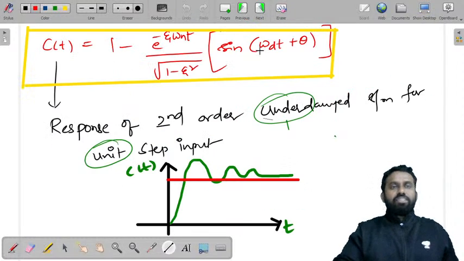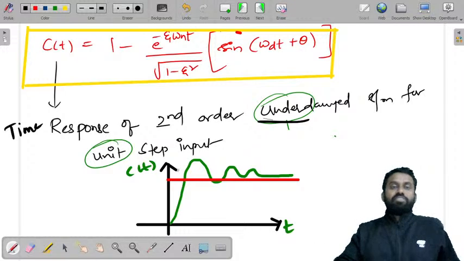So I guess you have understood this. This is the time response of a second order system for a unit step input. Now let's move on to the next question.